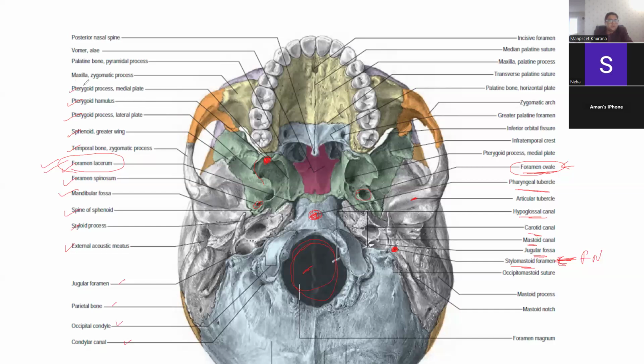Then we have the pterygoid process of the medial plate, maxilla, palatine bone, vomer, and posterior nasal spine. So this is the posterior nasal spine. Okay. Now I will be asking a question which came in one of the exams.